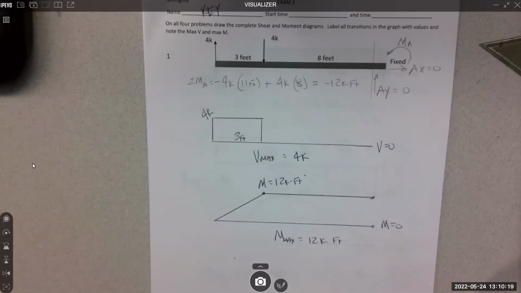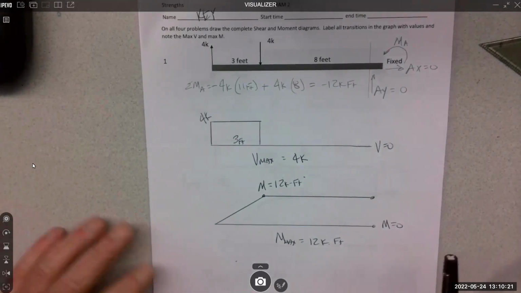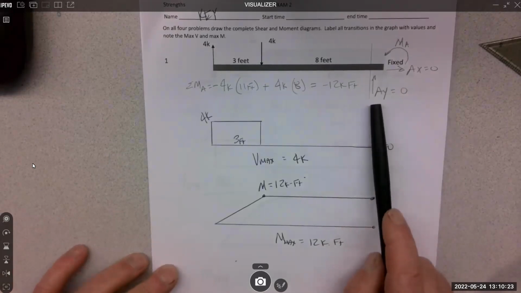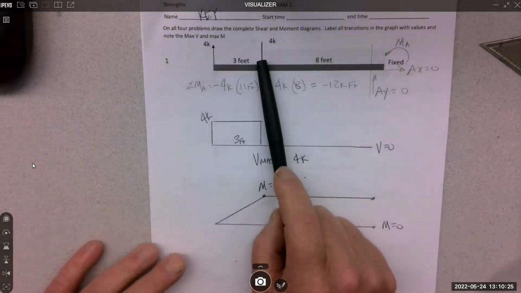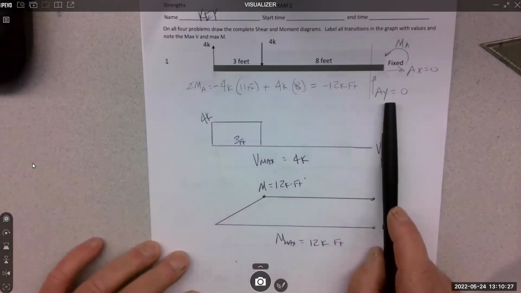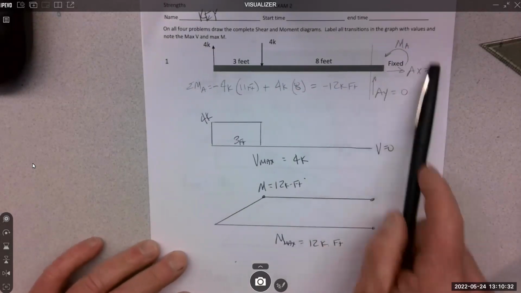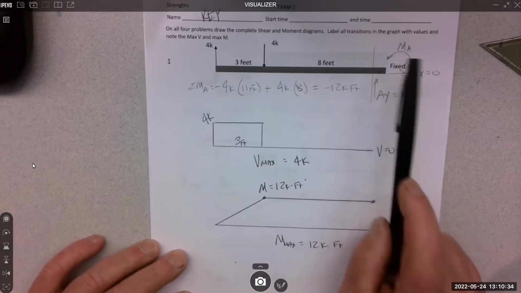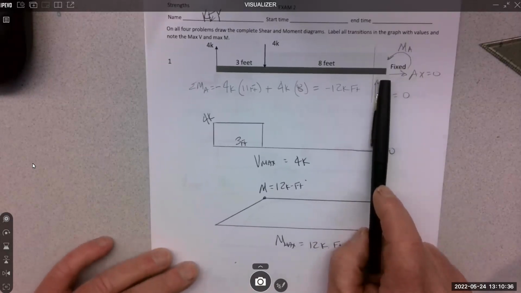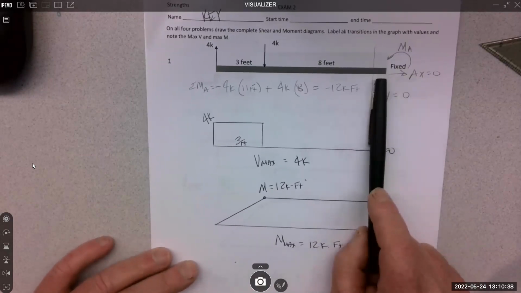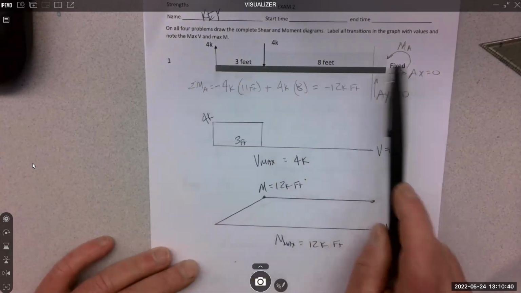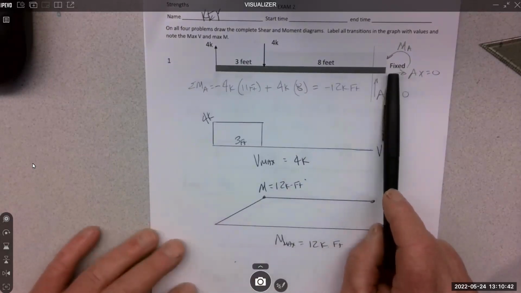All right. So we had to do the statics first. I think everyone did the statics just fine. The forces up and down were equal, so AY was 0. The moment out here was 12 kip feet. This is fixed, cantilevered, so this is where it carries the maximum moment, right here. We know that all cantilevers are going to carry the maximum moment here.